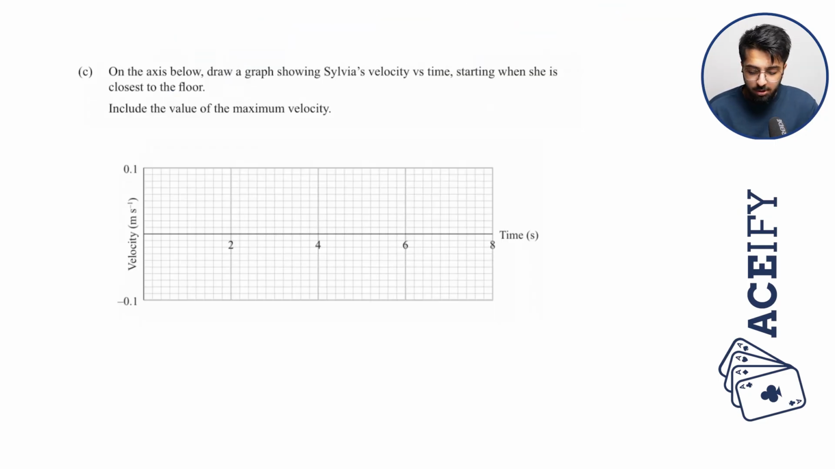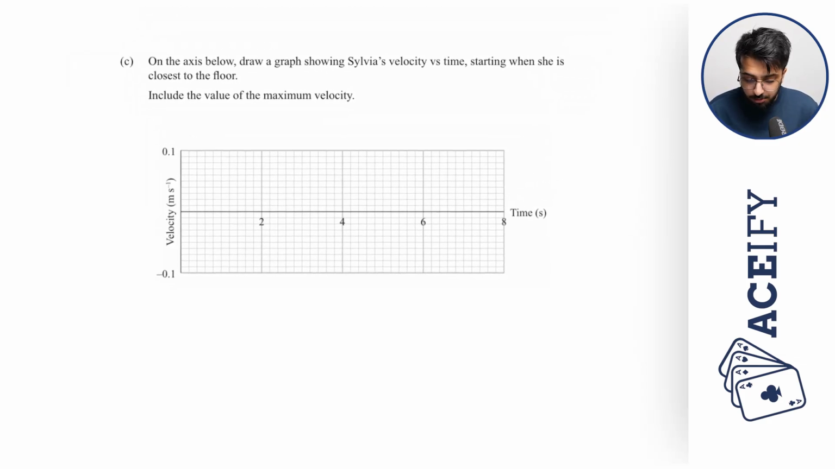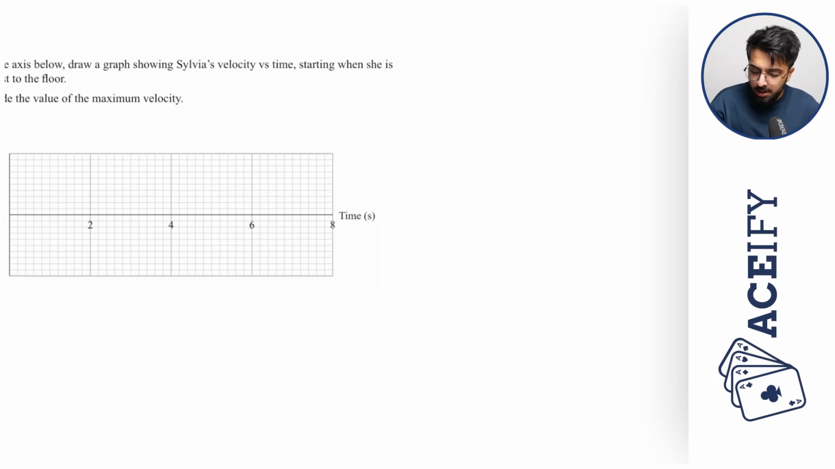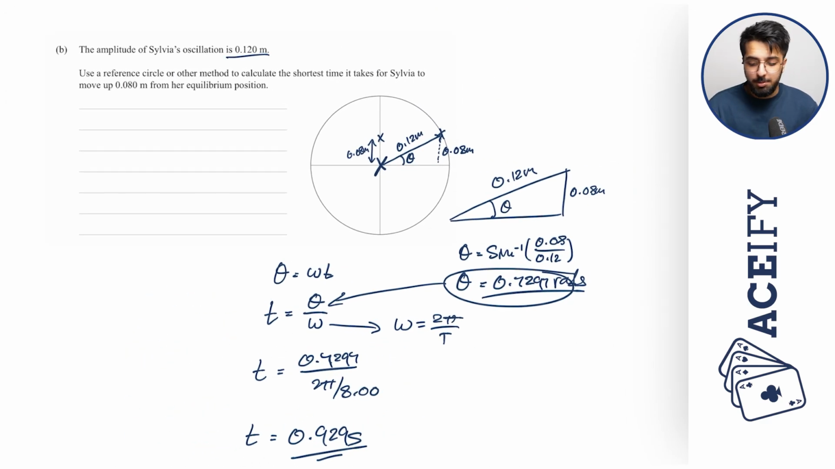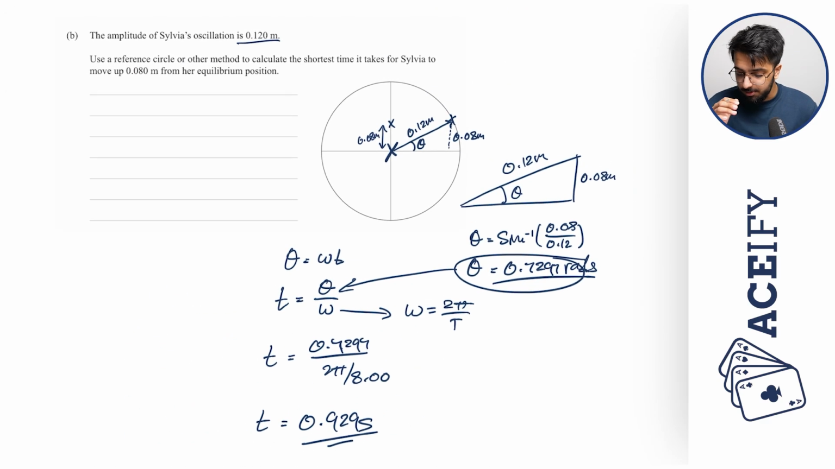On the axis below, draw a graph showing Sylvia's velocity versus time, starting when she is closest to the floor. Include the value of the maximum velocity. Alright, so first, we need to calculate her max velocity. We know that Vmax is given as A omega. This is not on your formula sheet, and if you don't know where that comes from, go watch my reference circle video. And also, if you are confused with our previous question on the reference circle, again, go watch my reference circle video, and you should be good.